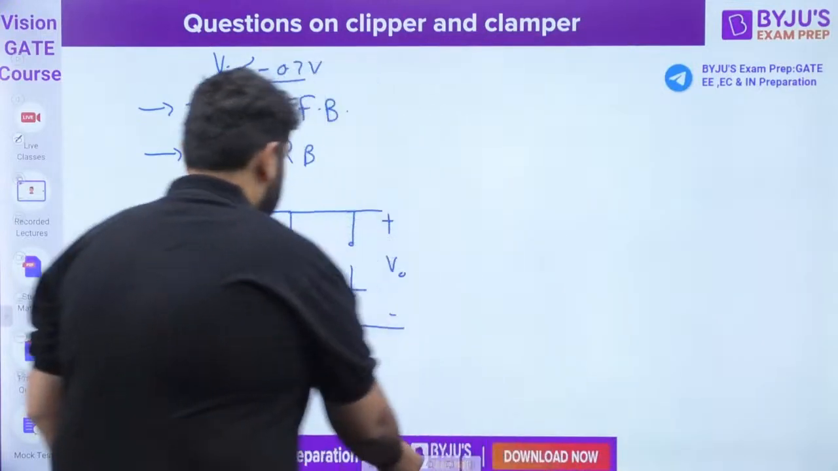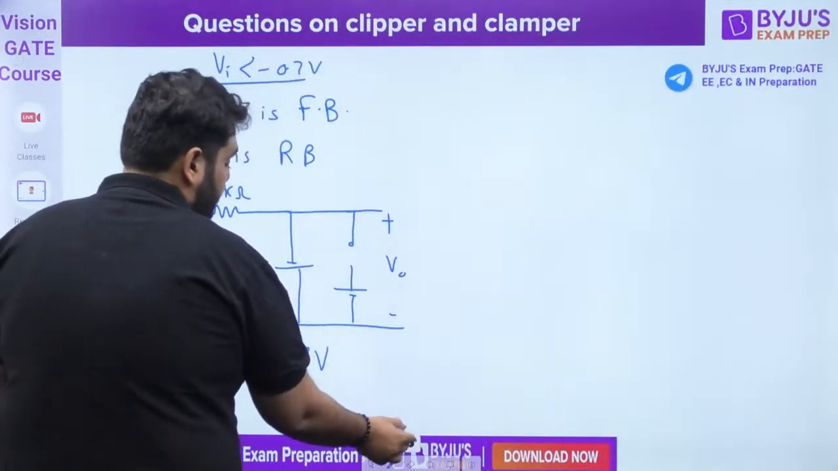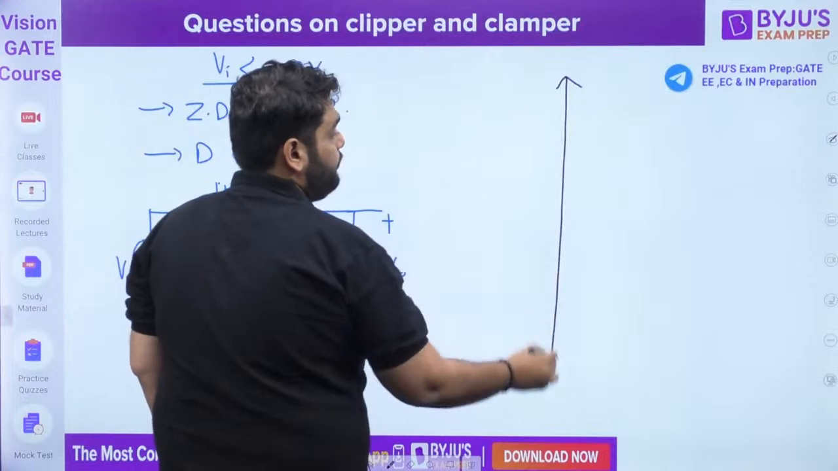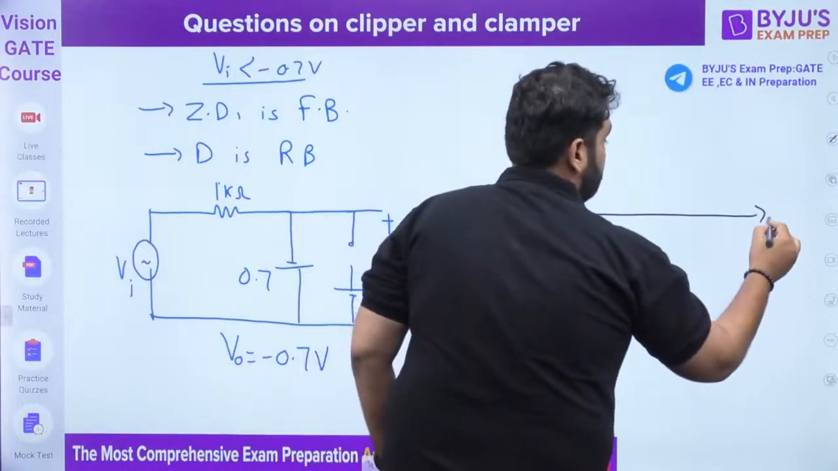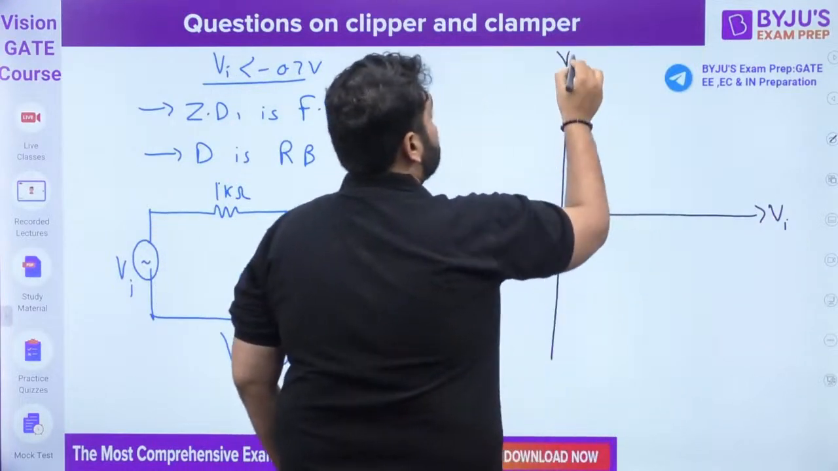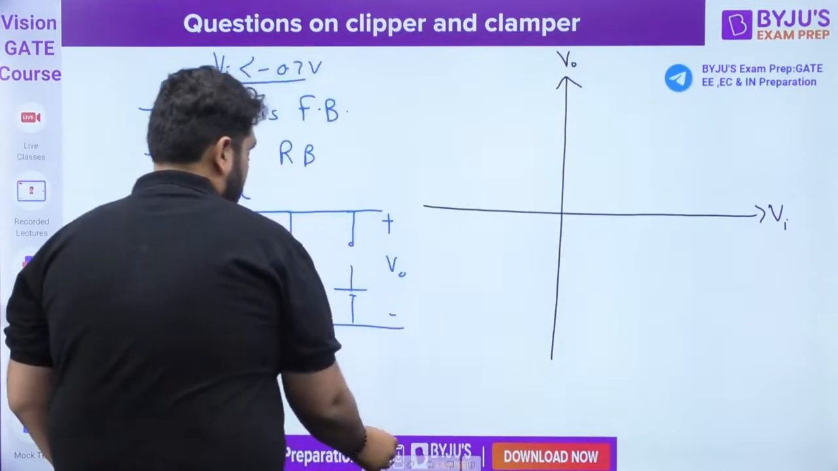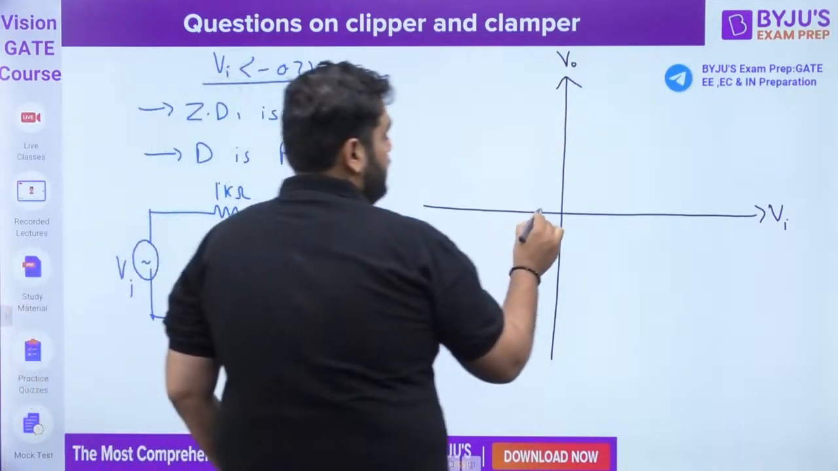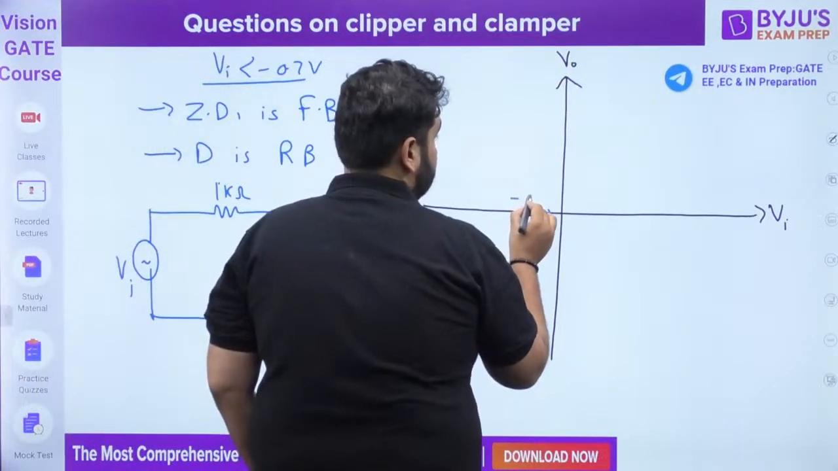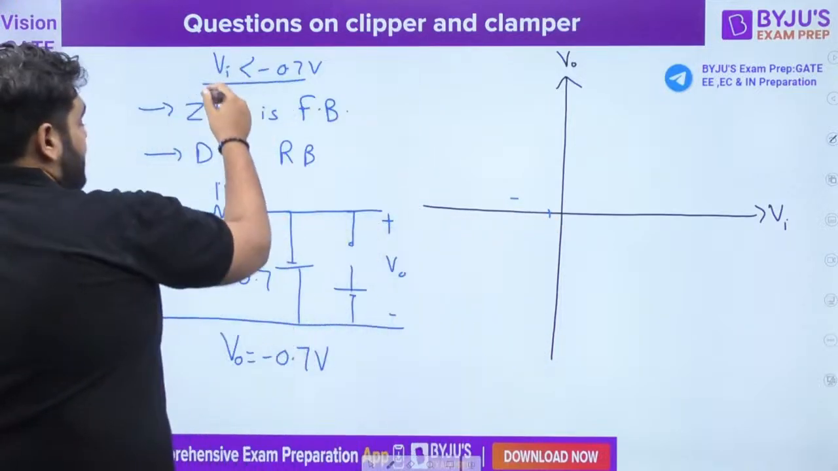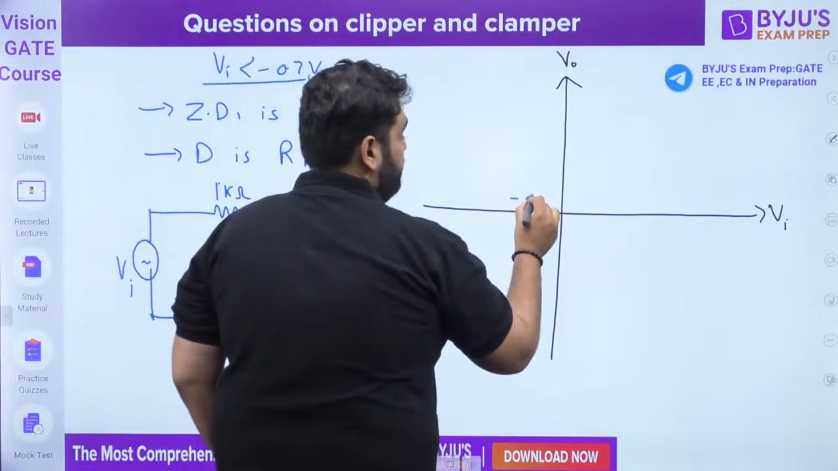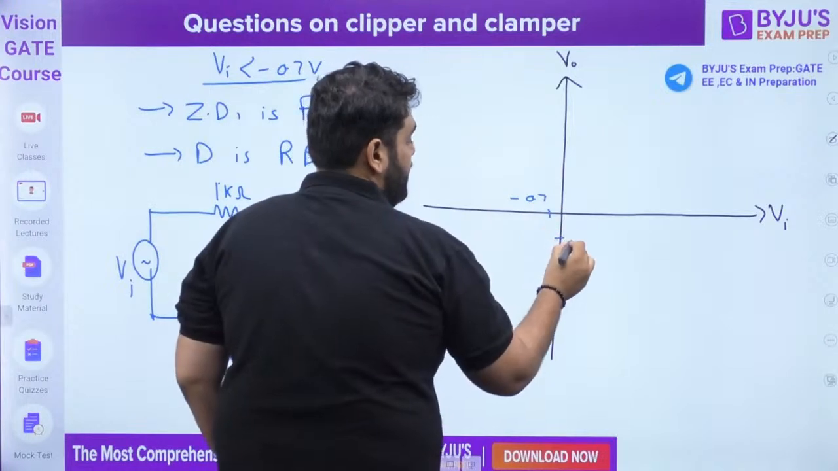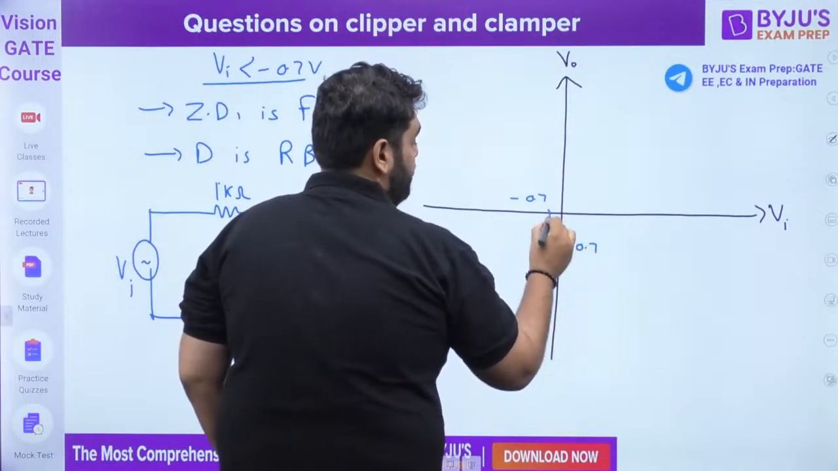If you want to draw the input-output characteristic, let's draw it. I can draw the input-output transfer characteristic also. This is input. This is output. So here we have minus 0.7. When input is less than minus 0.7, output is minus 0.7.